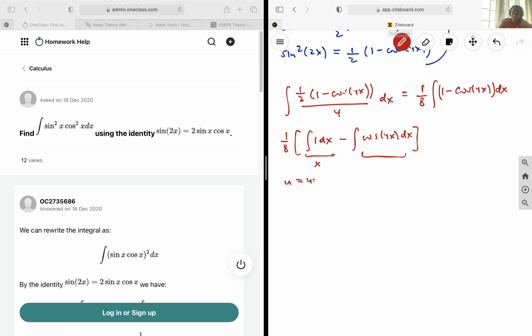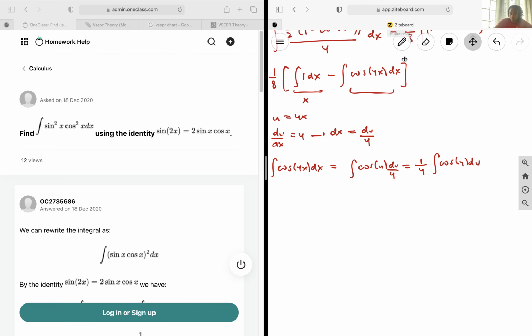We are going to set u as 4x, which means du over dx is going to be 4, which means dx is equal to du over 4. That means that the integral of cos 4x dx is going to be the integral of cos u du over 4. We can pull out the 1 over 4 and it becomes the integral of cos u du. And that is going to give us 1 over 4 multiplied by sine u. So 1 over 4 sine 4x. Put that all back into this formula we have.